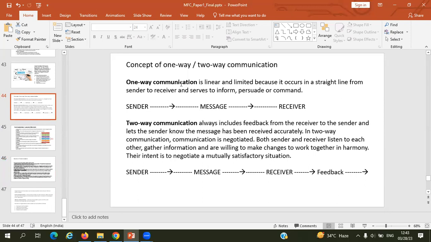This is what I told. One way and two way is one important question. This could be your short type of question, but one way and two way is specifically written in your syllabus. This is definitely one important concept. You understand this one way communication and two way communication.